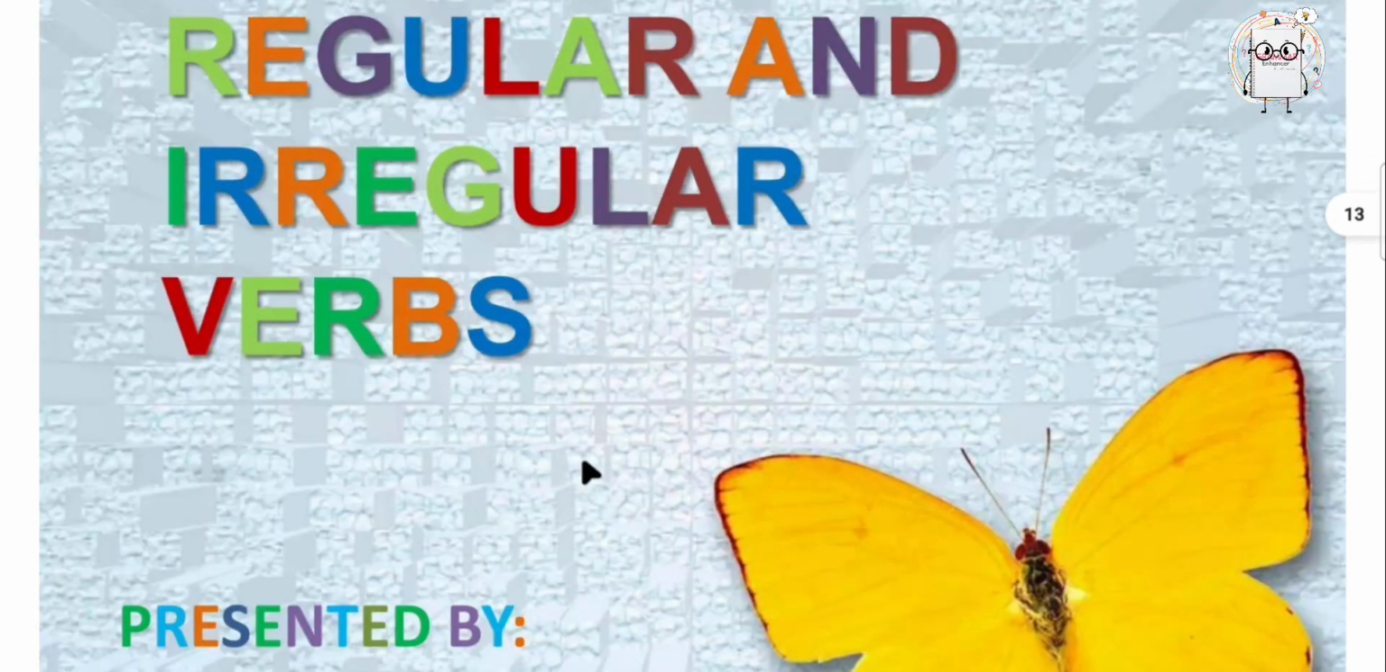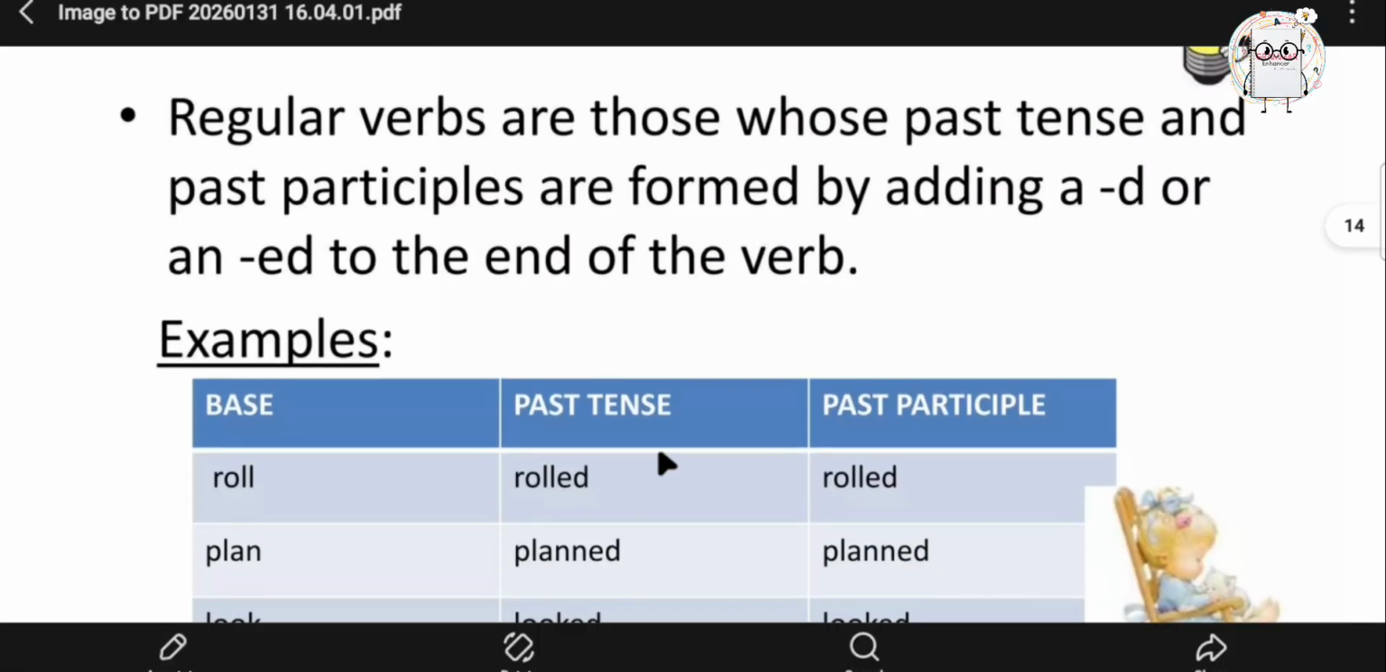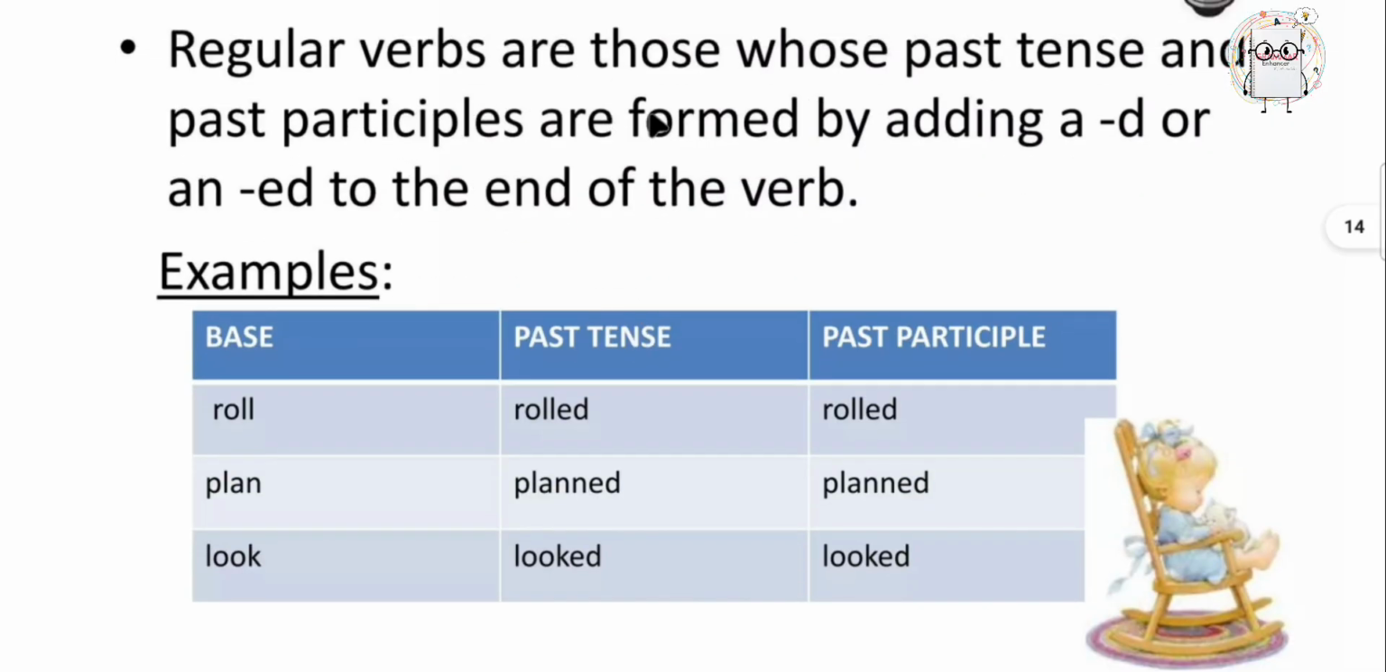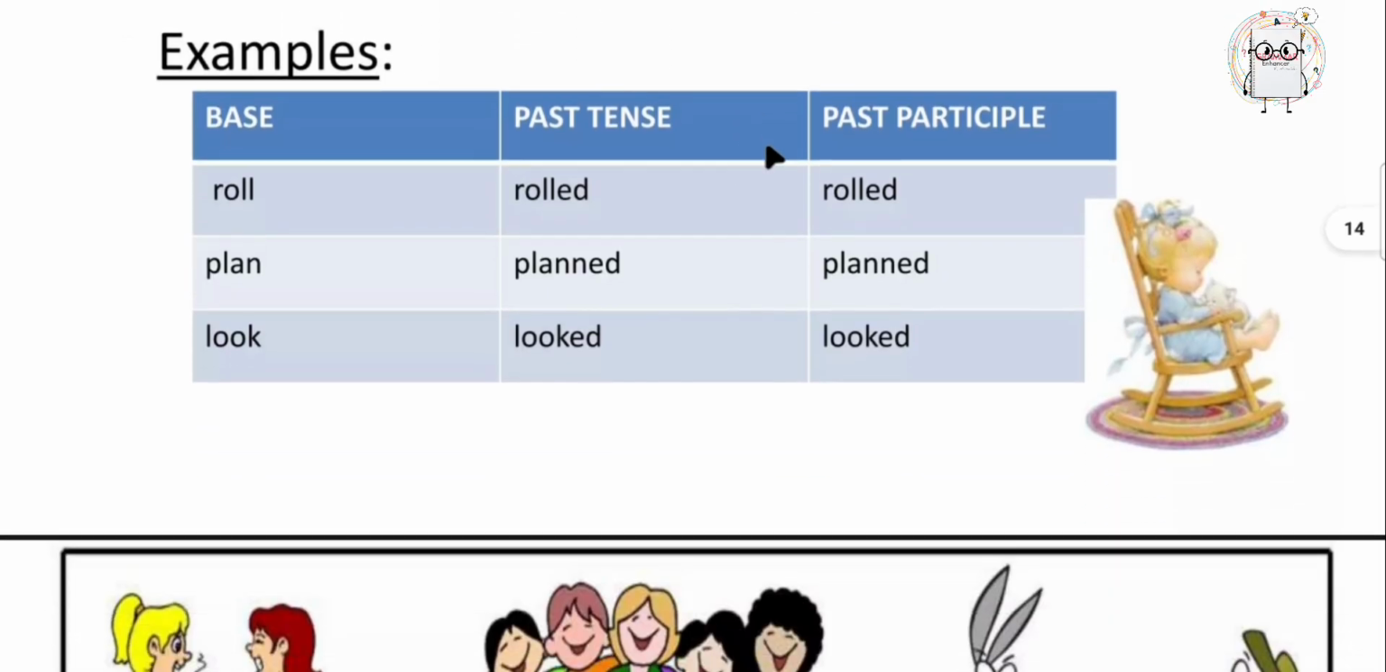Regular and irregular verbs. Regular verbs are those whose past tense and past participle are formed by adding a d or an ed to the end of the verb.